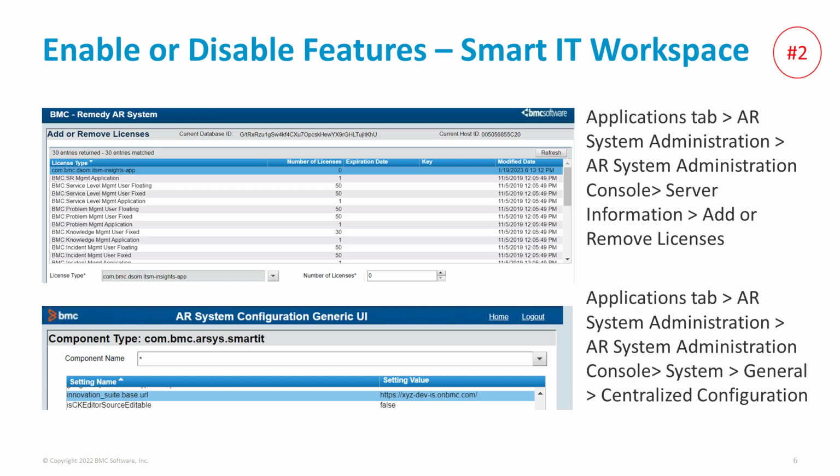After that, search for the server information and go to the Add and Remove Licenses. Set the listed parameters as 0 and go to the centralized configuration form to validate the setting value and the URL. There are no risks by disabling modules. It's only a change in visualization or restrictions to create or manage a specific type of tickets.